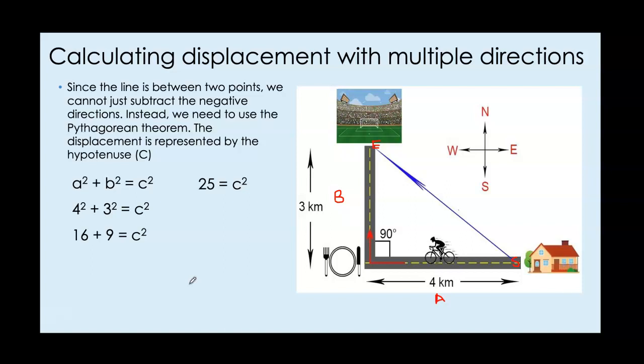Now to get c alone, because c squared is different than just c, okay, we don't want to know what the square of this length is. We want to know what the length is by itself. We're going to take the square root of both sides. So c equals the square root of 25. And that happens to be a perfect square. So my displacement, this distance here, is 5 kilometers.